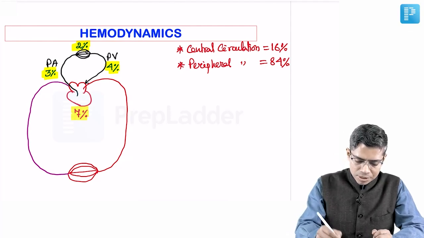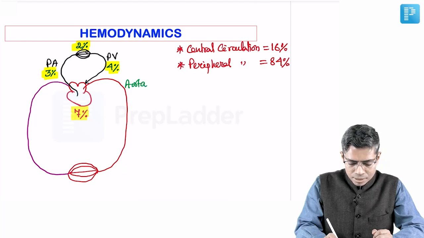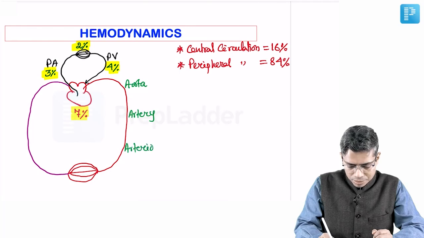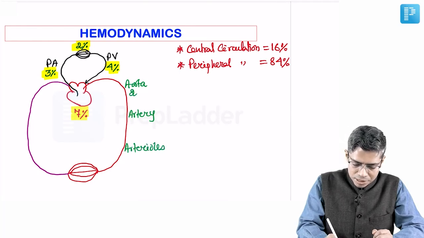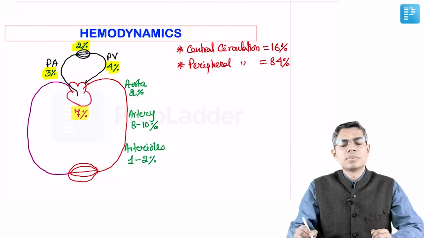So if I write down the distribution here: aorta, artery, arterioles. Aorta 2% of total blood volume, arteries 8 to 10% of total blood volume, arterioles the least percentage, 1 to 2% of the total blood volume.